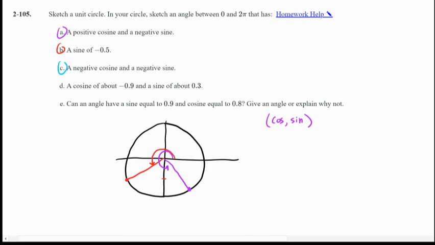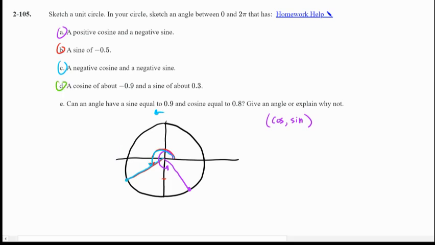This third one here is a negative cosine, which means we're going to the left of the y-axis, and a negative sine. So I'm actually going to use the same one here that we used in red, because that's a negative sine and a negative cosine.